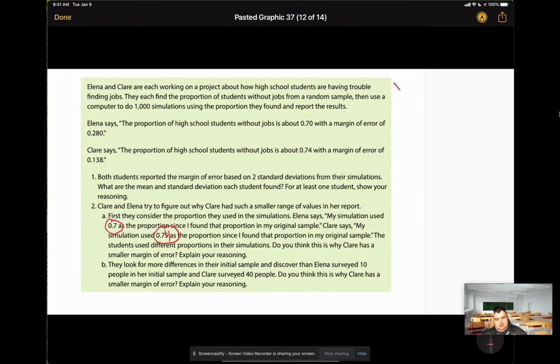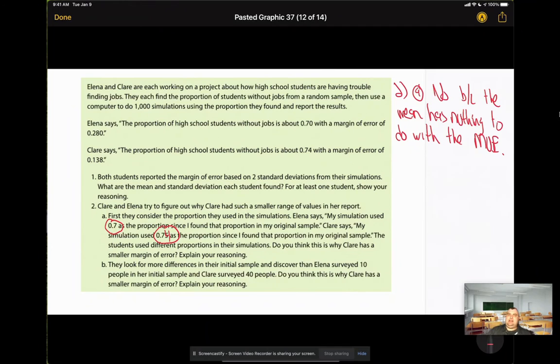The answer in this case would be no, because the mean has nothing to do with the margin of error. As I said, if we need to calculate margin of error, we use standard deviation. And if we want to increase or decrease our margin of error, we use sample size. So that's why that's not the case.